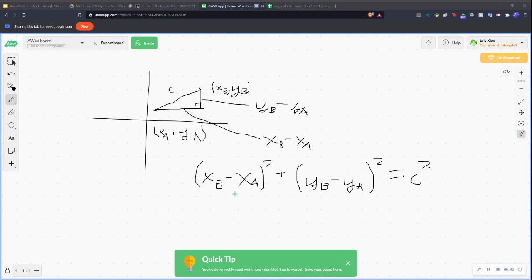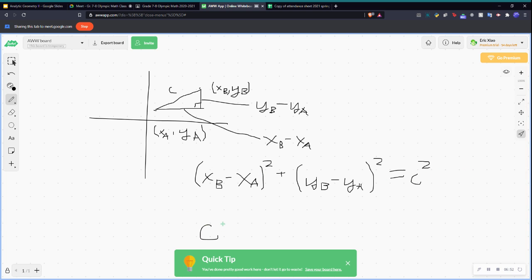Makes sense. And you can always switch the order of these. You can switch the order of the xa and xb around. It doesn't matter because once you square it, the negatives will cancel out. And so if you just want c by itself, you just take the square root of everything. And that's how you calculate the distance between 2 points. So you get this equation.